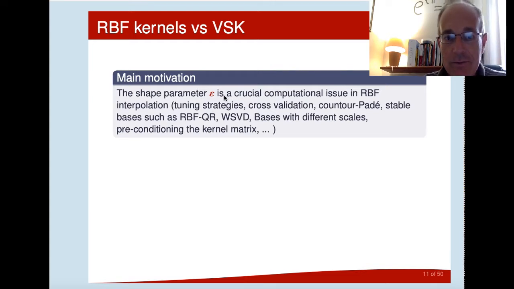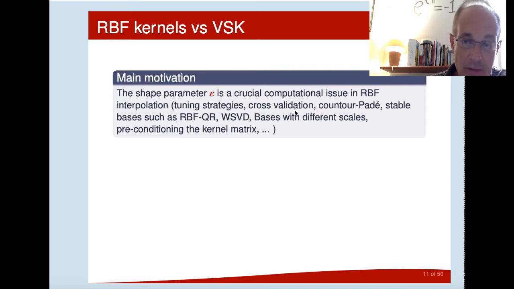Because the shape parameter, as we saw, is really a crucial computational issue when we use a radial basis function. There are many strategies to control or to tune this epsilon. In fact, we generally call them tuning strategies. One of these is the so-called cross-validation that we have already seen, but there are others connected to the so-called contour Padé, which is still a work in progress by my colleague Grady Wright and collaborators.